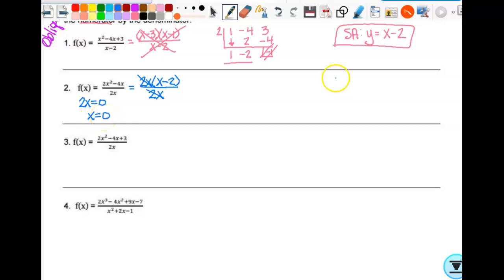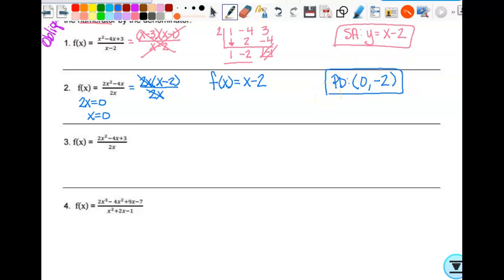So my point discontinuity has an x value of 0. My reduced function f of x is equal to x minus 2. So that means that the y value is -2 here. That's where I have a hole.